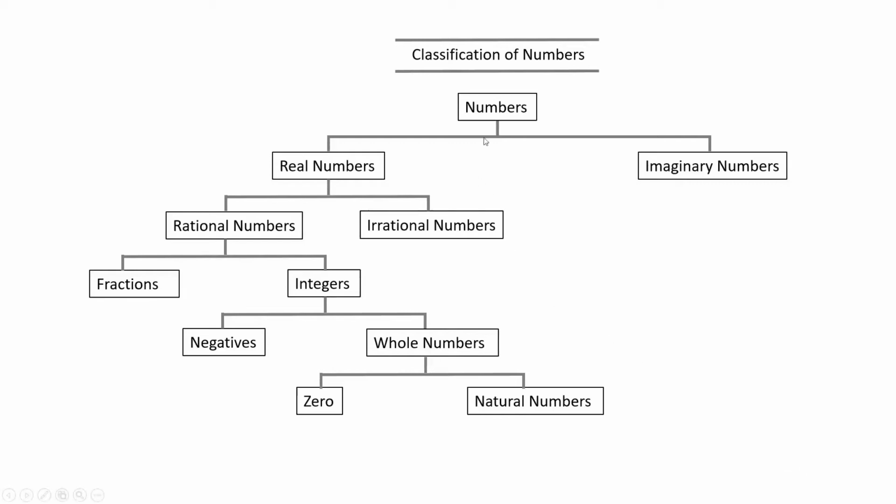This is the structure of the classification of numbers. Numbers can either be real numbers or imaginary numbers. Real numbers can either be rational numbers or irrational numbers. Rational numbers can either be fractions or integers.